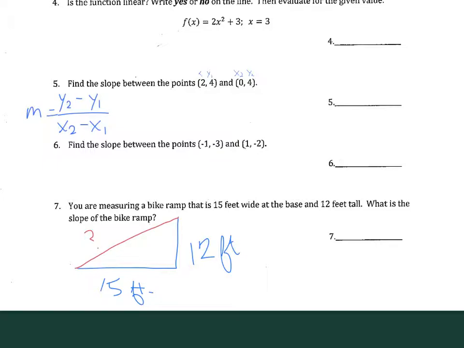Okay, so remember, slope is rise over run. So take a look at your numbers, determine which is rise, which is run, plug them in and reduce the fraction. You'll have yourself a slope.